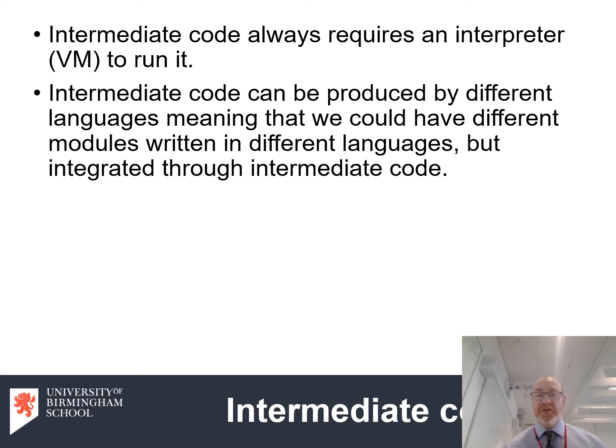Intermediate code can be produced by different languages, meaning that we could have different modules written in different languages, but integrated through intermediate code. It's a little bit complicated, but what it means is I might have different languages, maybe C++ and Python, which then compile down into this intermediate code, and then I can put those modules together to form one final program. This is very common, but it can happen specifically with the .NET frameworks.